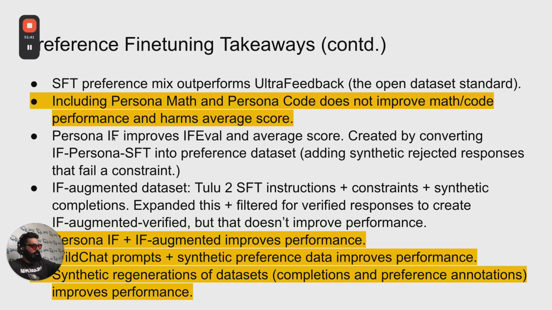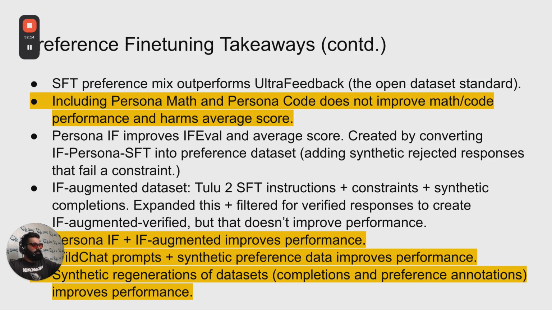Persona IF improves IFEval and average score, and Persona IF is a dataset that took their original instruction following Persona SFT mix, and they turned that into a preference dataset. And the way they do that is that they add synthetically generated rejected responses that fail one of the constraints, and then that gets a lower score, and then that is used as a chosen-rejected pair.